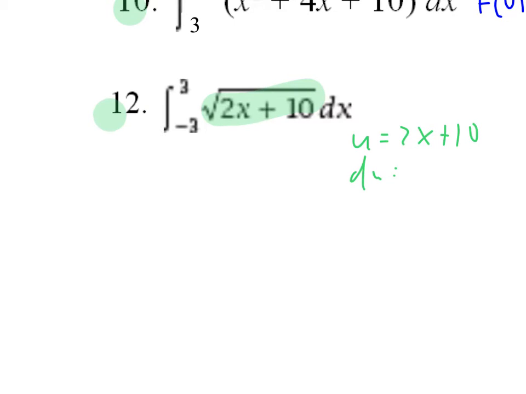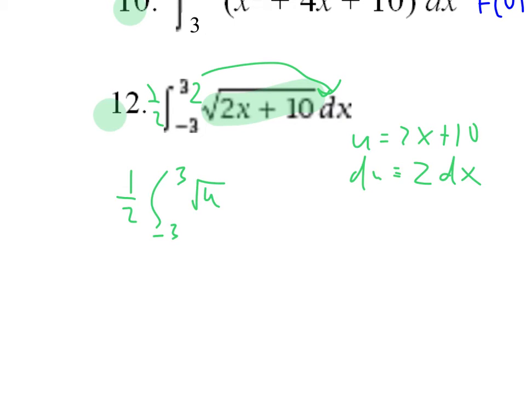du equals 2 dx. And we don't have a 2, so let's put a 1/2 on the outside. And let's put a 1/2 right here, and let's put a 2 right there. By the way, that 2 I would have preferred it to be right there. So we would have ended up with 1/2 times -3 square root of u du. Yeah, that's good.